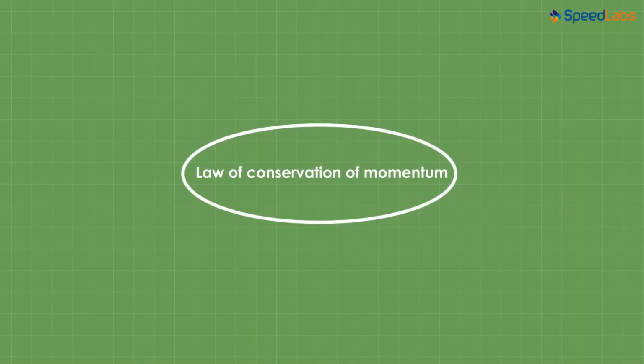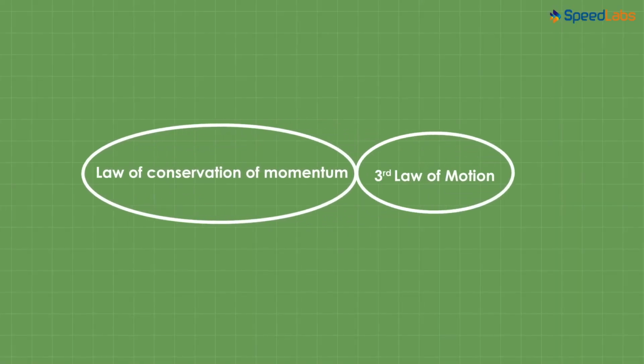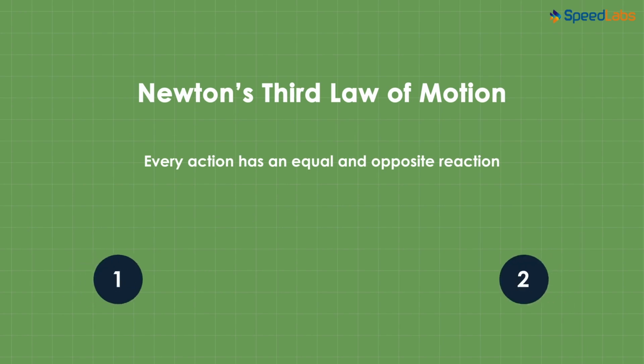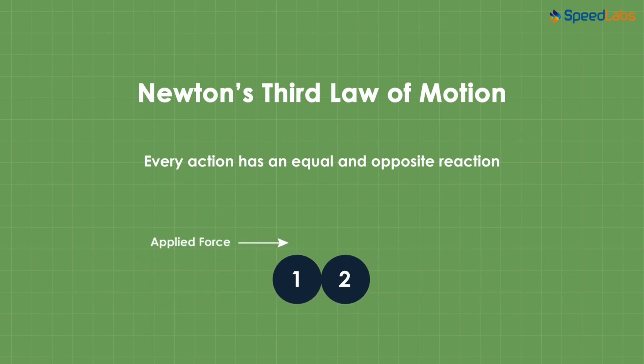The law of conservation of momentum is the direct outcome of the third law of motion. Do you remember the third law? Every action has an equal and opposite reaction. When two objects interact, the force applied by the first object on the second one will be equal to the force applied by the second object on the first.